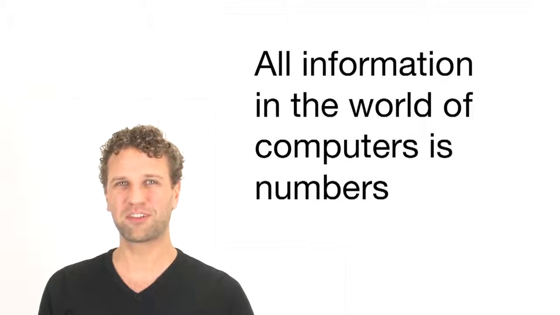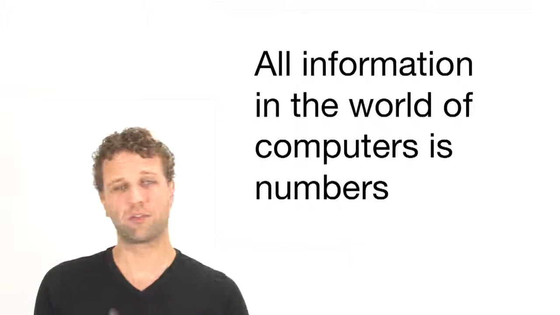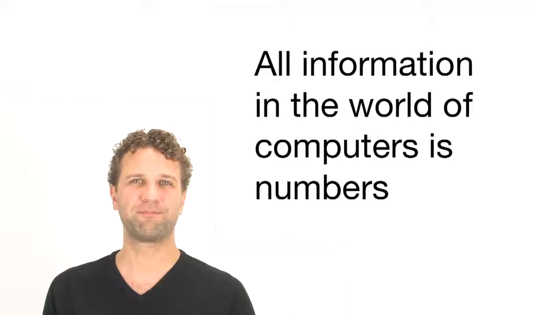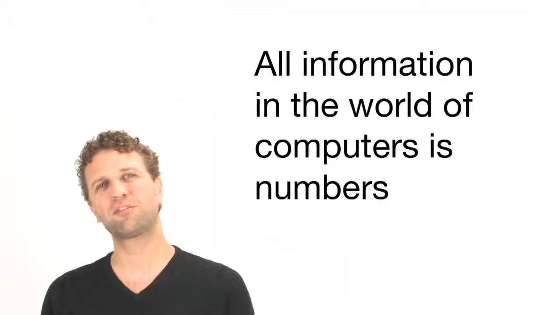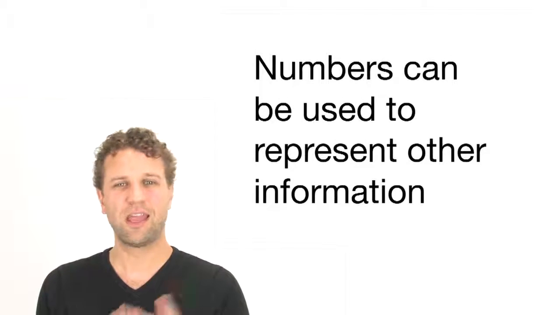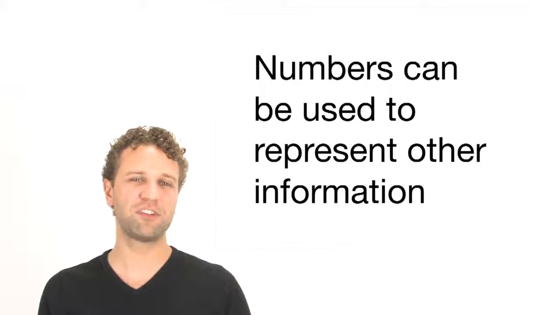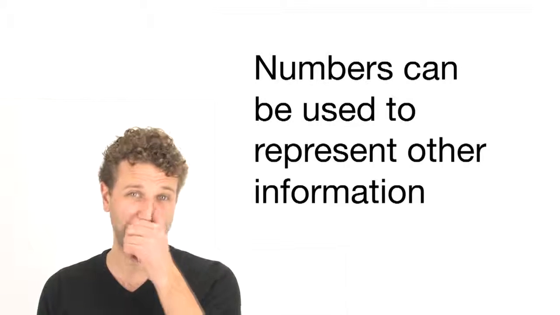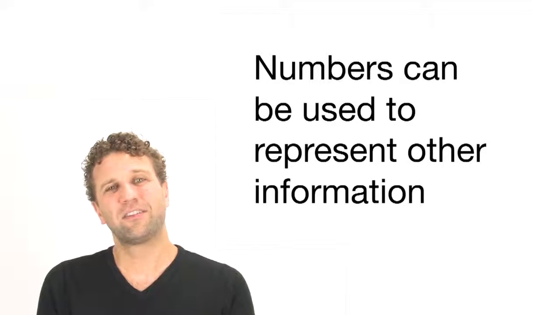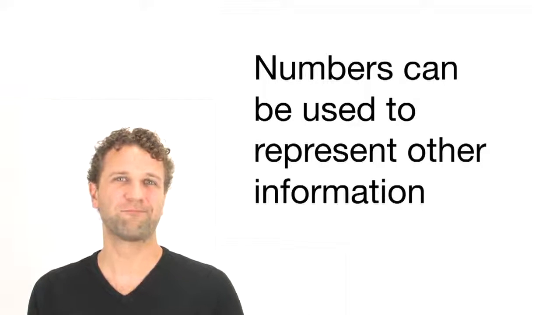So, as you should remember, all information in binary, and therefore all information in all computers, is numbers. There's no other type of information. Well then, how do we store other stuff, like a book? Well, we have to use numbers to represent the other stuff. Kind of like some simple secret codes that you might have created as a kid. So why don't we make one of those right now?